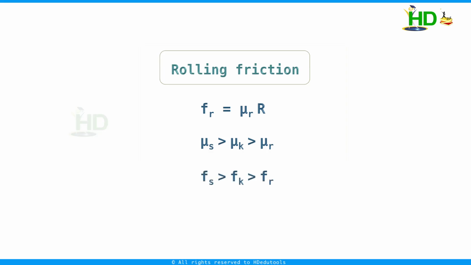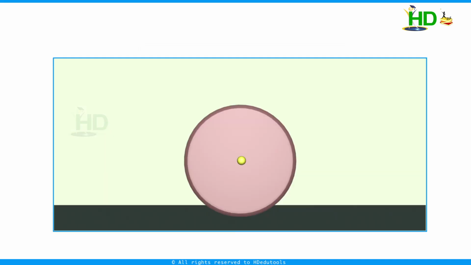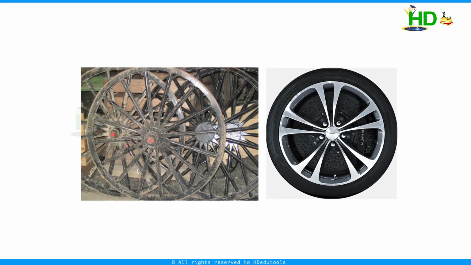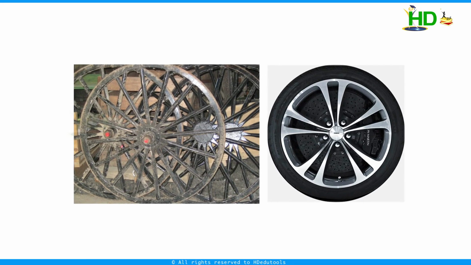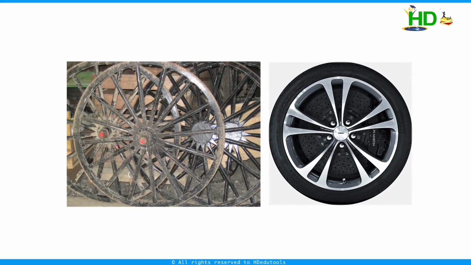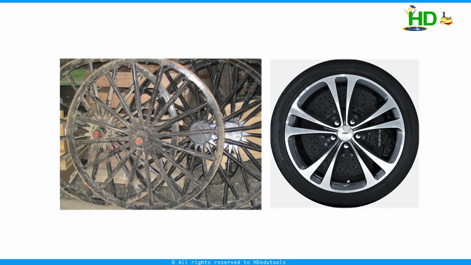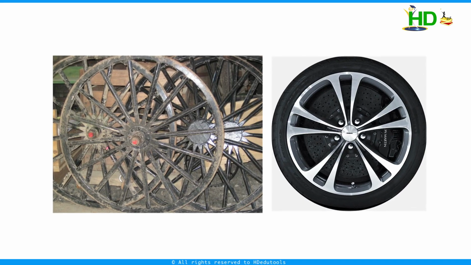Similarly, static frictional force is greater compared to the kinetic frictional force. This is greater compared to rolling frictional force. That means among these three frictions, the rolling friction is the least. During the motion, when a body rolls on a surface, it experiences a less frictional force. This is the reason why we make wheels in circular shape to roll. You know, the invention of the wheel is a great invention in science. This changed the science a lot.